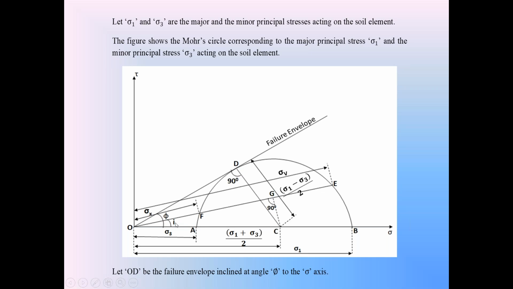So the length OG is equal to OC into cos I. But OC length is (sigma 1 plus sigma 3) by 2, so the length OG is equal to (sigma 1 plus sigma 3) by 2 into cos I. Similarly, in the right angle triangle OCZ, sin I is equal to opposite side by hypotenuse. What is the opposite side? CZ. Hypotenuse is OC. So the length CZ is equal to OC into sin I, and OC is (sigma 1 plus sigma 3) by 2, so CZ is equal to (sigma 1 plus sigma 3) by 2 into sin I.